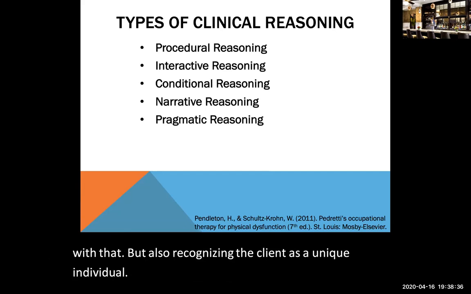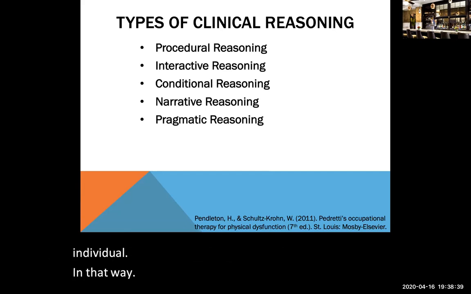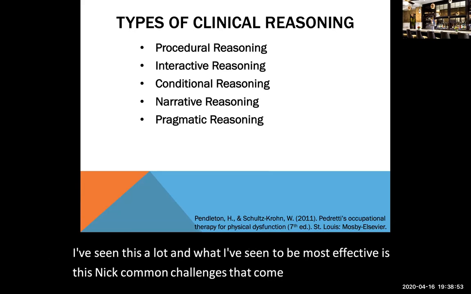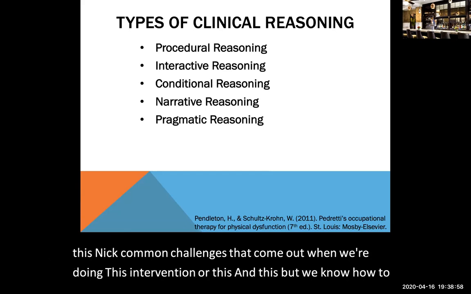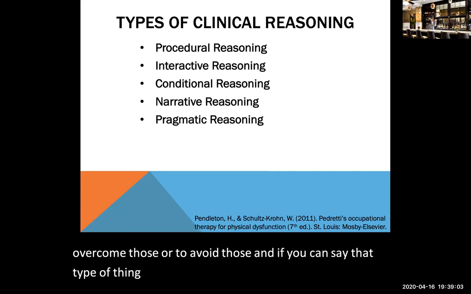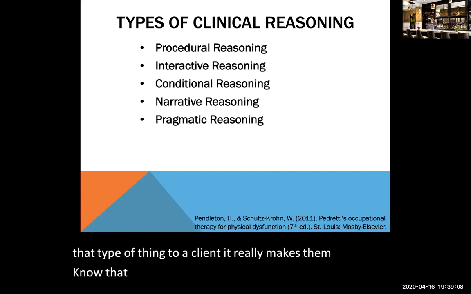And in that way, we might want to tell them stories or even just say, I've seen this a lot, and what I've seen to be most effective is this. And the common challenges that come out when we're doing this intervention are this and this. But we know how to overcome those or to avoid those. And if you can say that type of thing to a client, it really makes them know that you have the expertise you need, the knowledge that you need. It also makes them trust you.